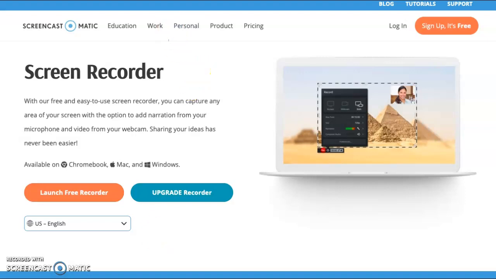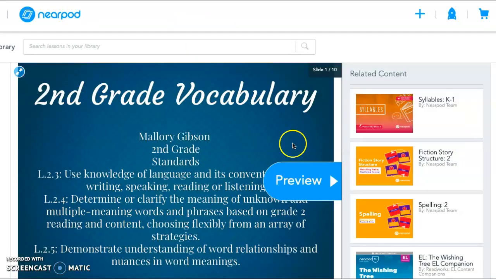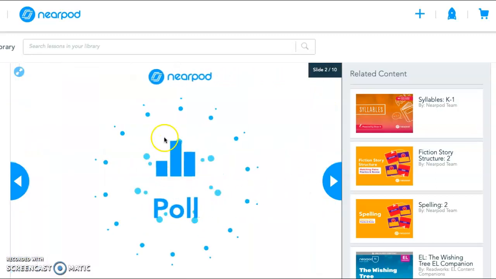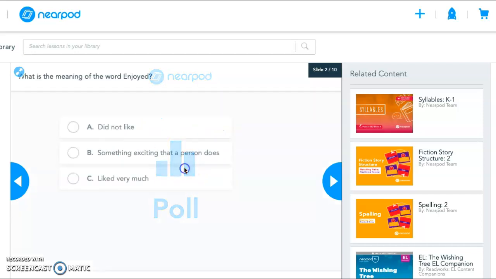Okay, so the first thing I'm going to show you is my PowerPoint. This is a second grade vocabulary Nearpod PowerPoint, and these are the standards that I have chosen, and they're all for the second grade about reading and strategies having to do with reading for the second grade classroom. And I did a poll on here.